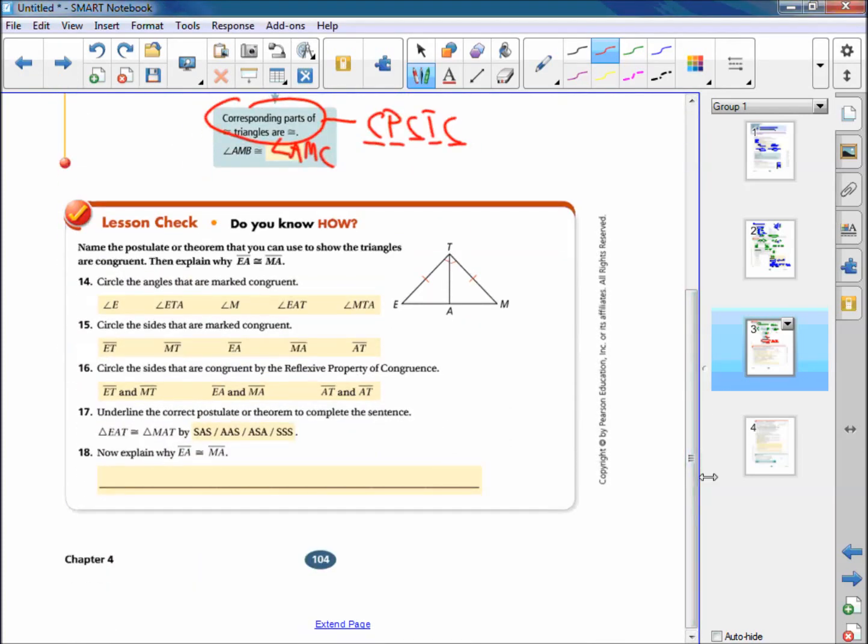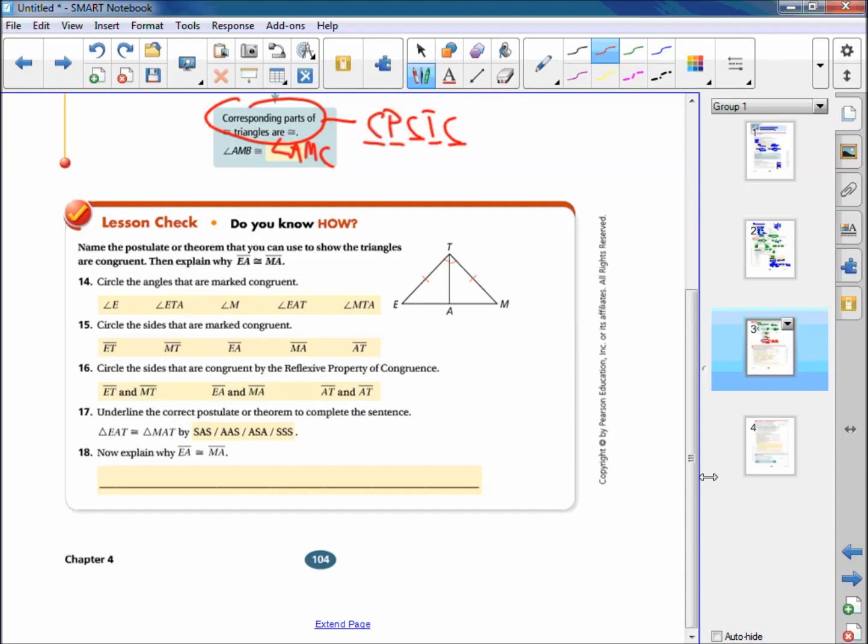All right, we have a lesson check. As always, pause the video first, do the lesson, and then come back and check your lesson check afterwards. All right, so welcome back. We have two parts to our lesson check. One's down here and one's on the fourth page.